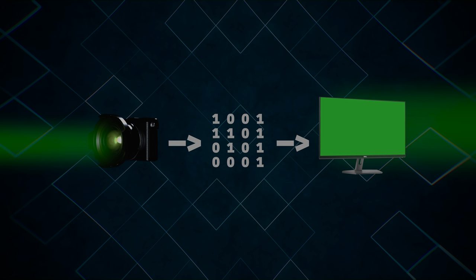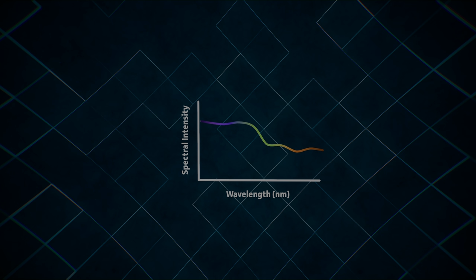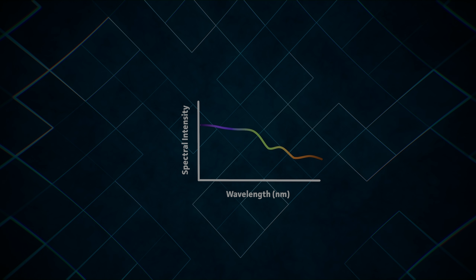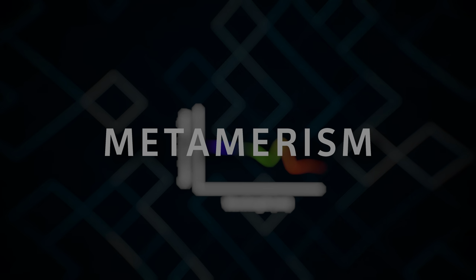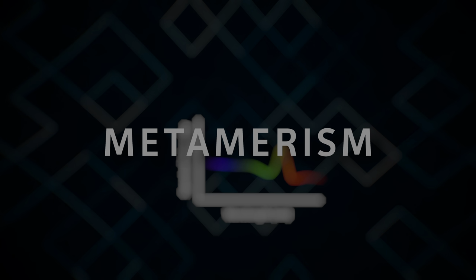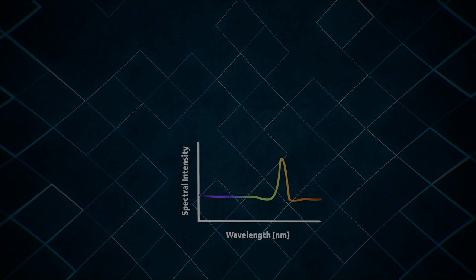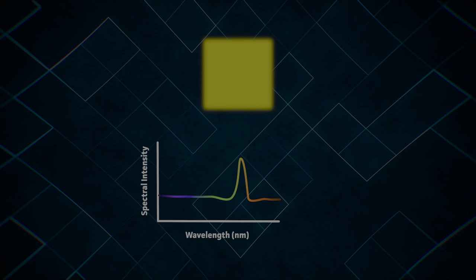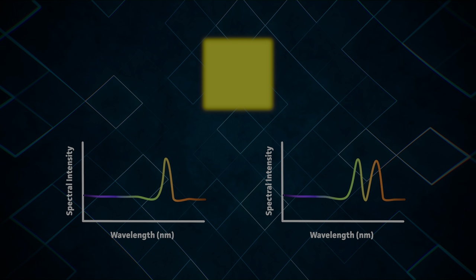But if we were to map every possible spectral power distribution onto a unique set of numbers, then we'd end up with a lot of redundancy. This is because of a phenomenon called metamerism. Sometimes different spectral power distributions can result in the same perceived color. For example, the color yellow could be the result of pure yellow light, or it could be the result of red and green light mixed together.